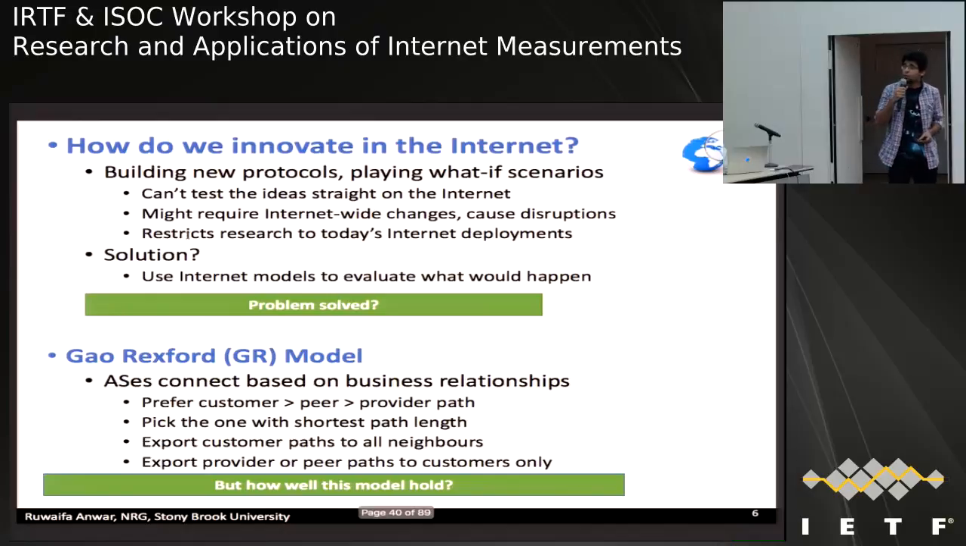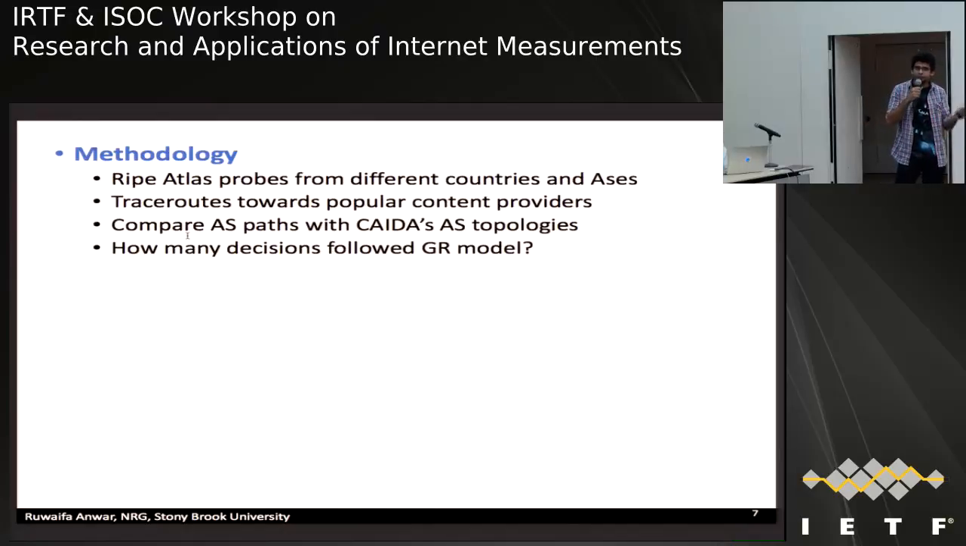So we selected a couple of thousand RIPE Atlas probes from different countries and different ASs. From these probes, we issued traceroutes towards selected content providers. We selected content providers like Facebook, Google, and Amazon because they carry the majority of internet traffic.